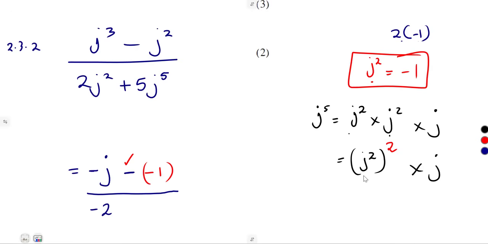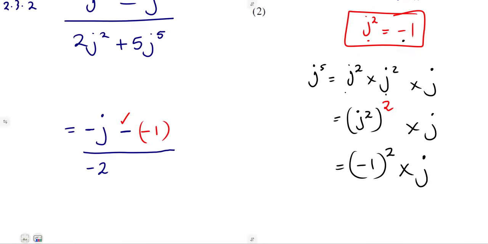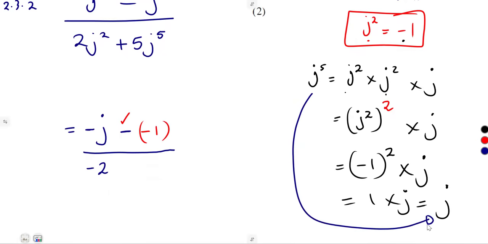Now our target is to have j squared. Why? Because we know it is equal to minus 1. So that was going to be minus 1 squared times j. Minus 1 squared in a bracket like that gives us a 1. So that's 1 times j, which is j. So wherever we see j to the exponent of 5, it is the same as a j in simplest form. So in place of j to the exponent of 5, we just put a j there. That is what it means.